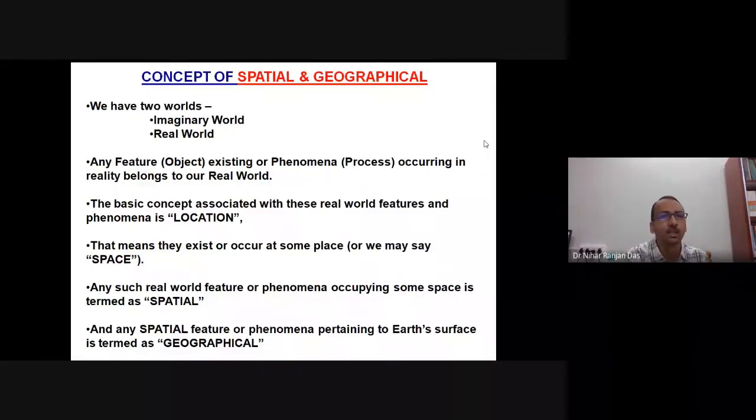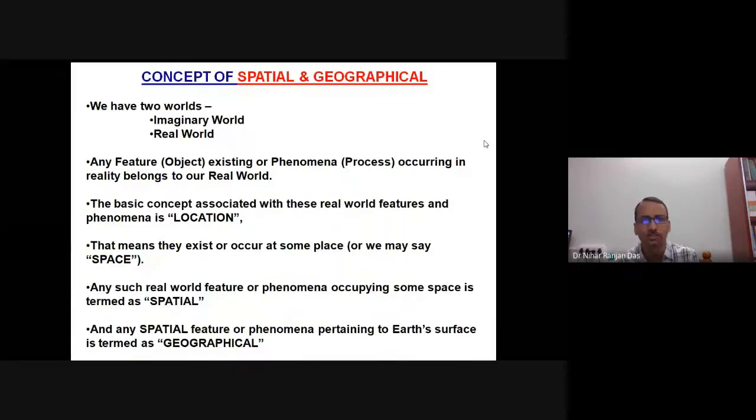And alternatively, in the imaginary world, you can just think of what the objects or phenomena are. Your dream, you are dreaming. So a dream is an imaginary concept. It belongs to the imaginary world. But anything in reality, like road, river, hills, vehicles, phenomena like rainfall, temperature, all these things belong to our real world. Actually, we experience it, we feel it, or we see it, or we visualize it. So these are real world objects and phenomena. All these real world objects and phenomena are called spatial objects and spatial phenomena.